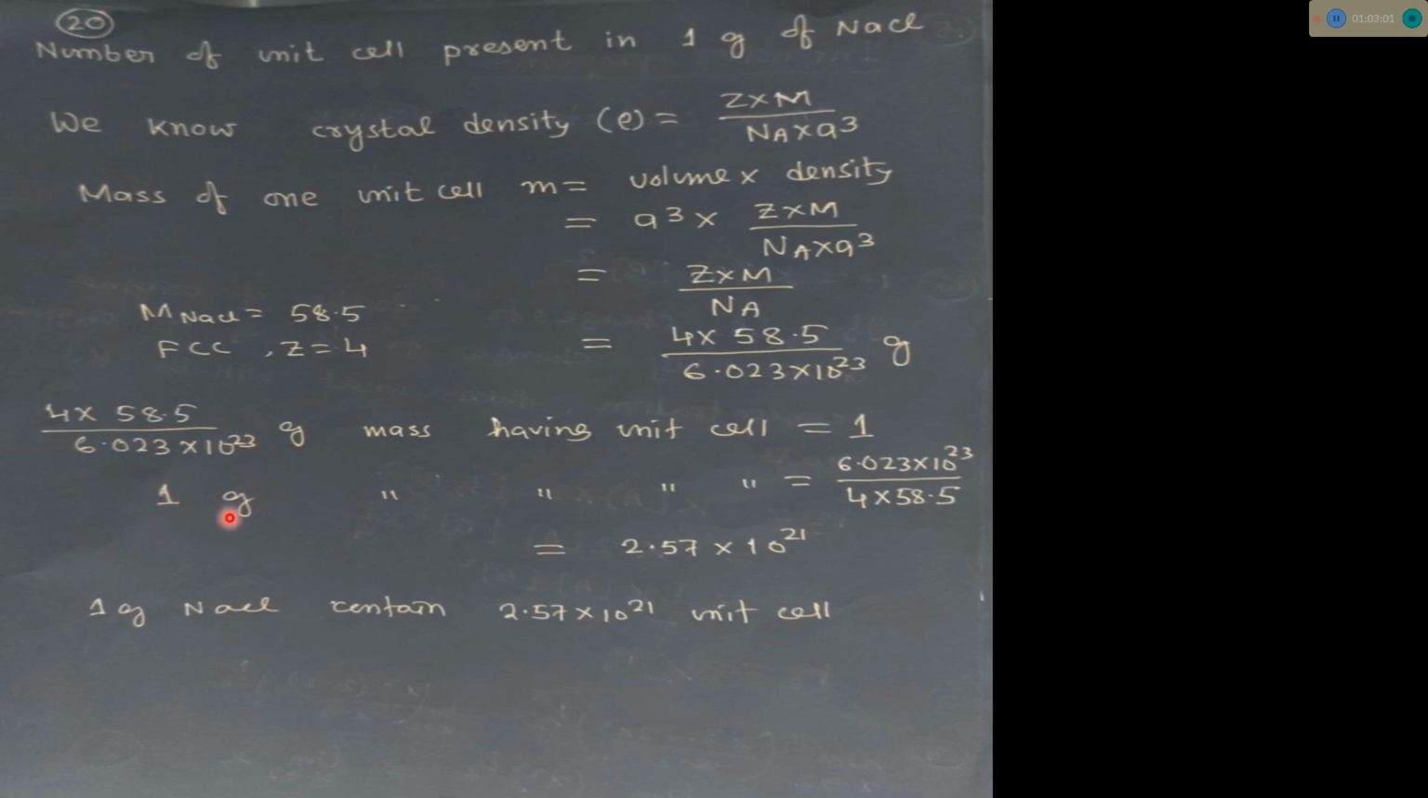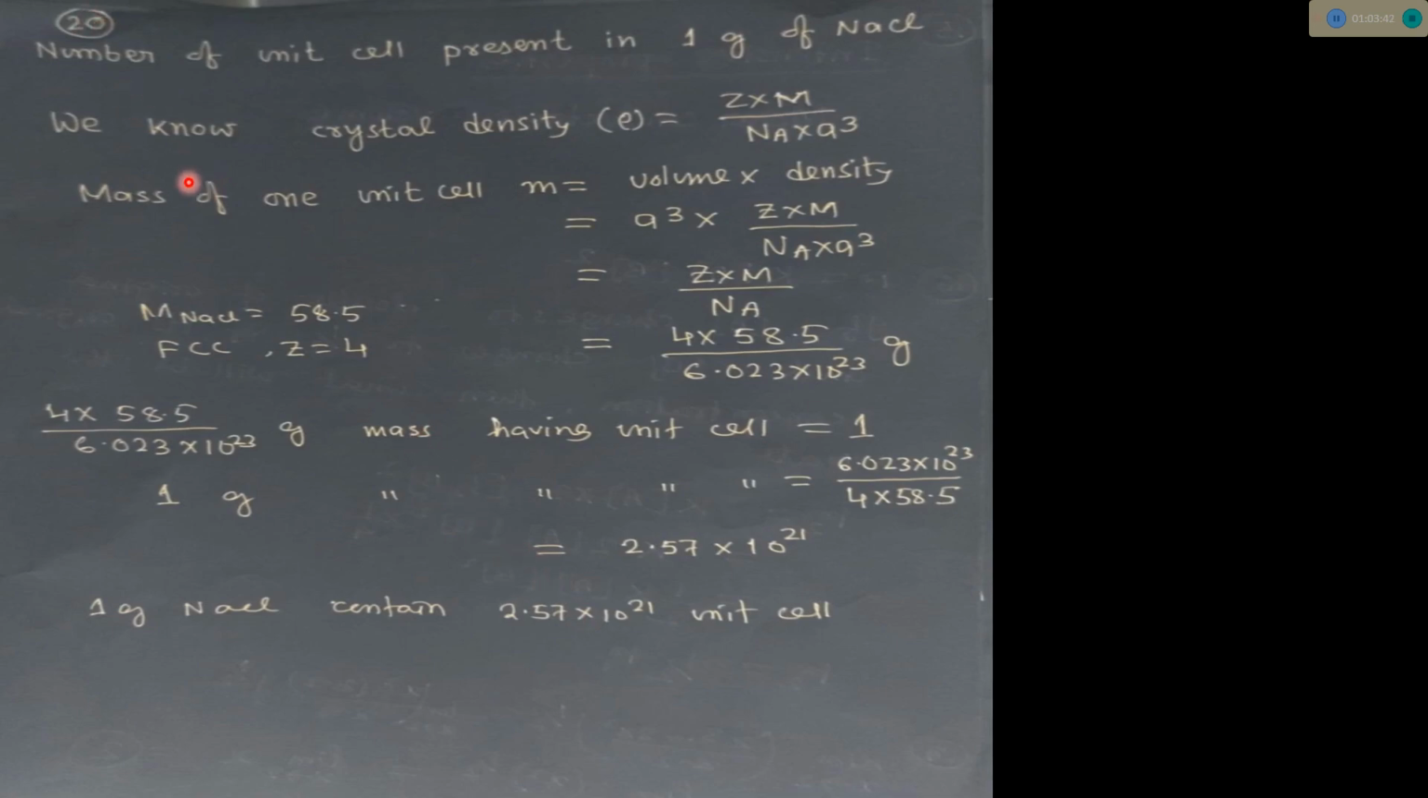If we want 1 gram of this kind of cell, what will be the unit cell? So this mass contains 1 unit cell; 1 gram of that solid contains how many unit cells? Now it will just become 6.023 × 10⁻²³ upon 4 into 58.5. So it becomes 2.57 × 10⁻²¹. So from these calculations we get that 1 gram NaCl contains 2.57 × 10⁻²¹ unit cells.